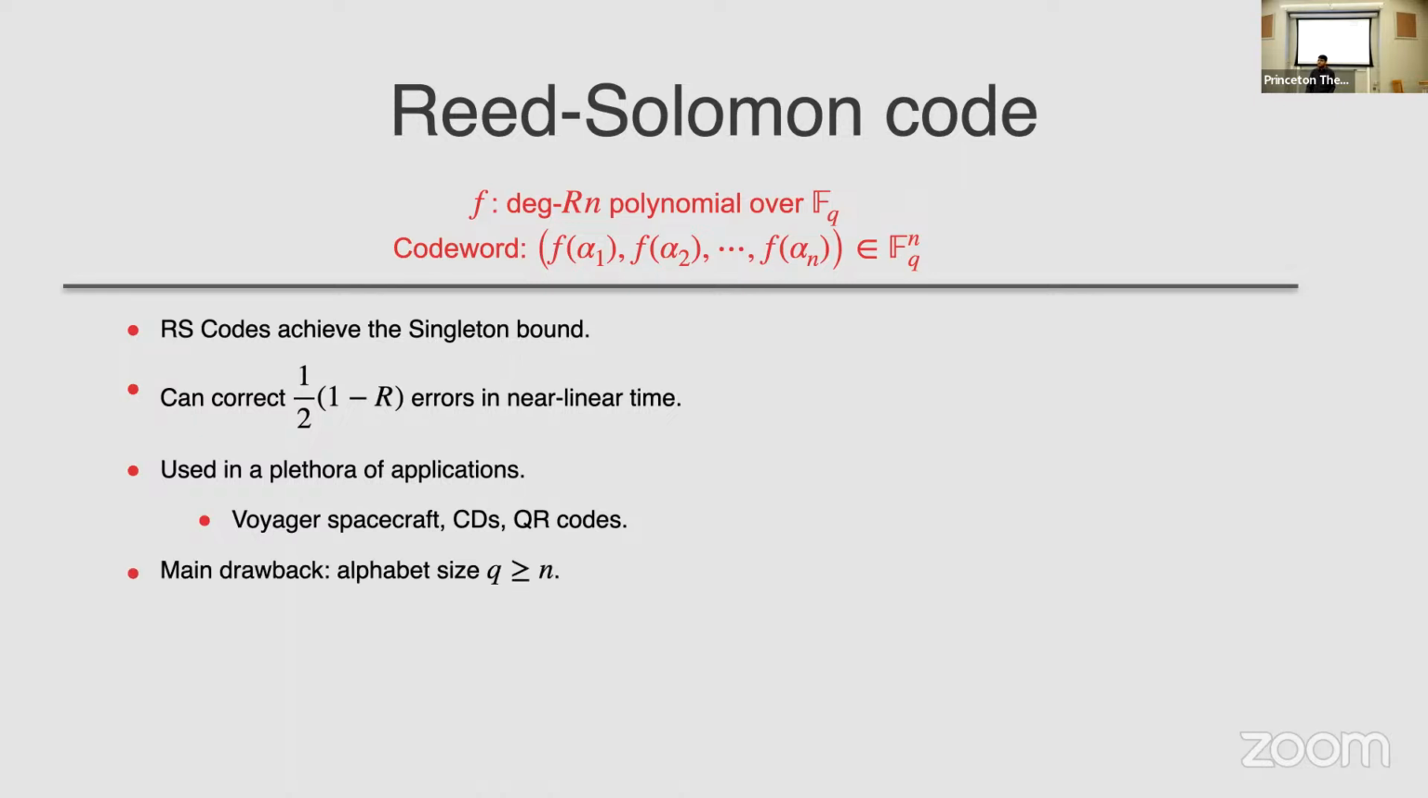One of the main drawbacks of Reed-Solomon codes is that the alphabet size is too large. Remember, we needed n distinct points in the field to evaluate these polynomials on, which means that Fq needs to have at least n points. So the alphabet size needs to grow with n. However, Reed-Solomon codes can be used for constructing binary codes via something called concatenation, and I won't go into too much detail about that. In fact, these large alphabet codes are the preeminent ways of constructing binary codes.